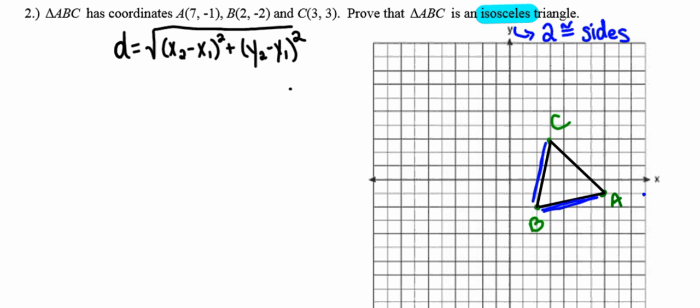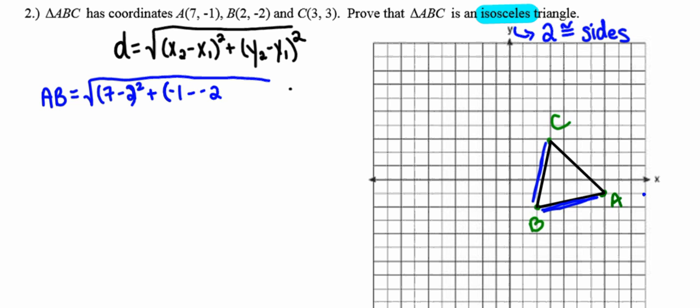All right. So the length of line segment AB is going to be the same as the distance between points A and B. So the distance between points A and B is going to be equal to the square root of 7 subtract 2 squared, plus -1 subtract a -2 squared.